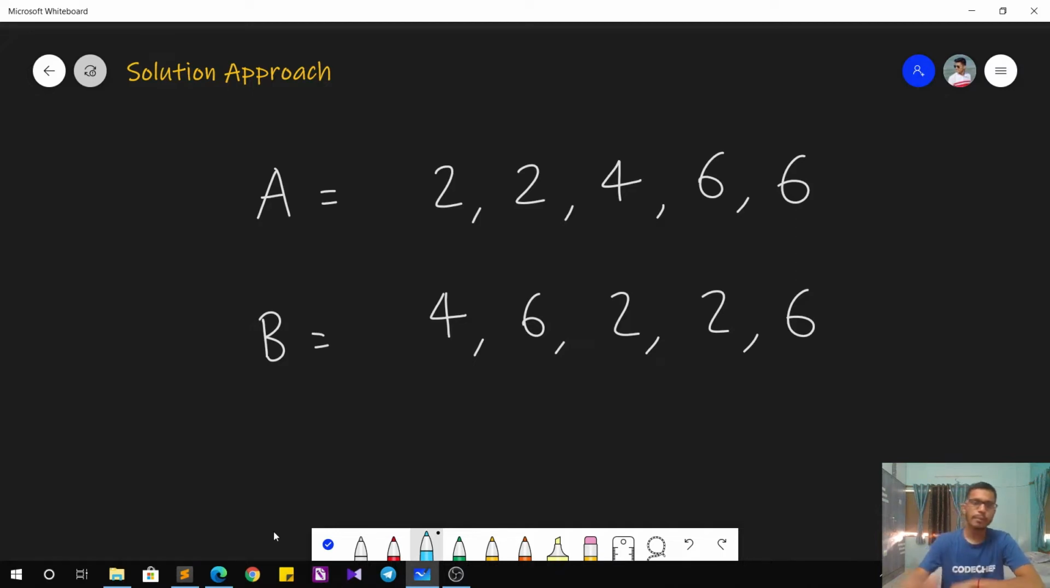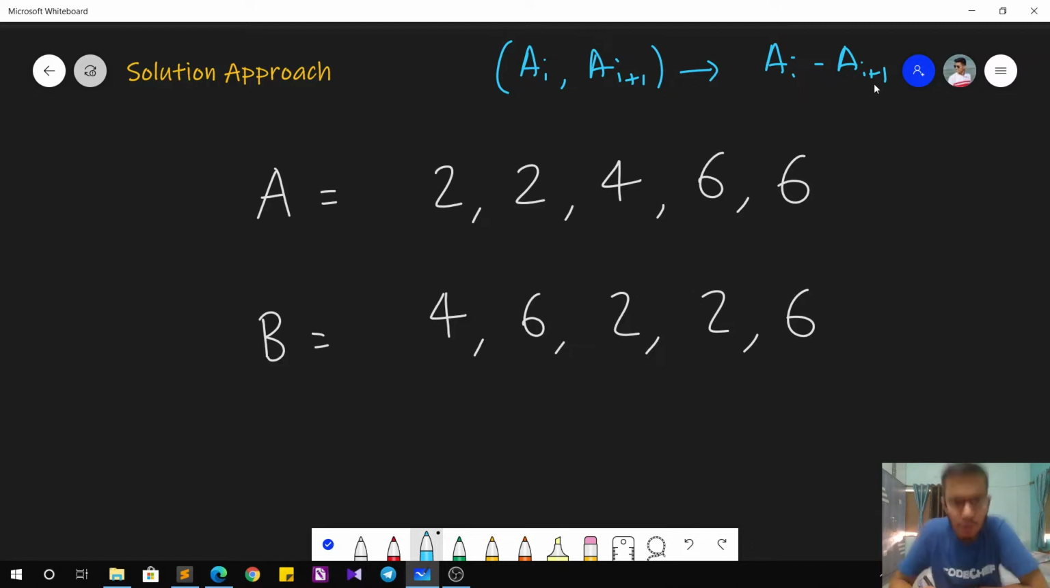Remember that in each move you can choose two consecutive elements, that is one element is A_i, another element is A_(i+1), and then swap them, and at the same time you get the score of A_i minus A_(i+1), that is the current element minus the next element. That score is added to your current score. So that is the question.